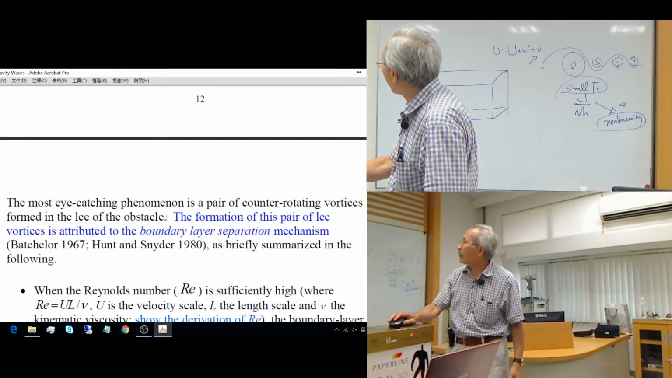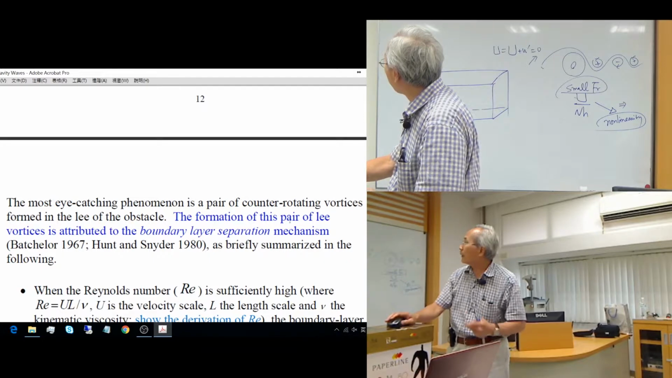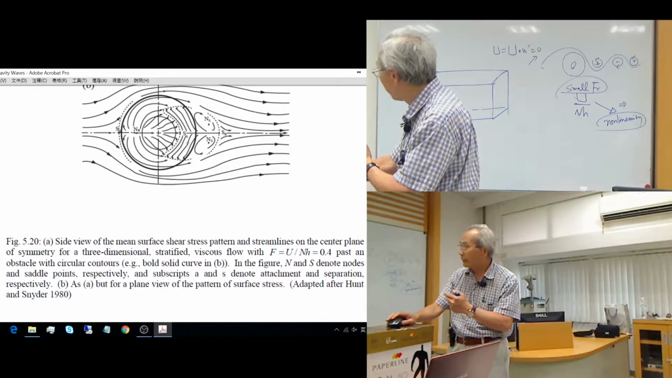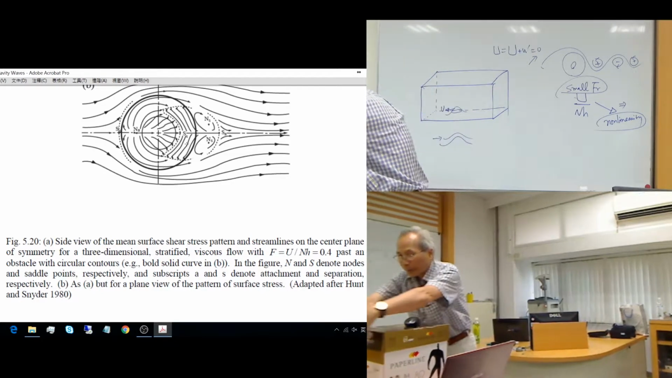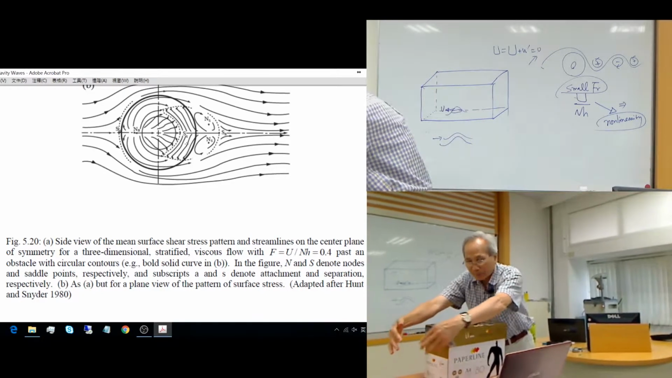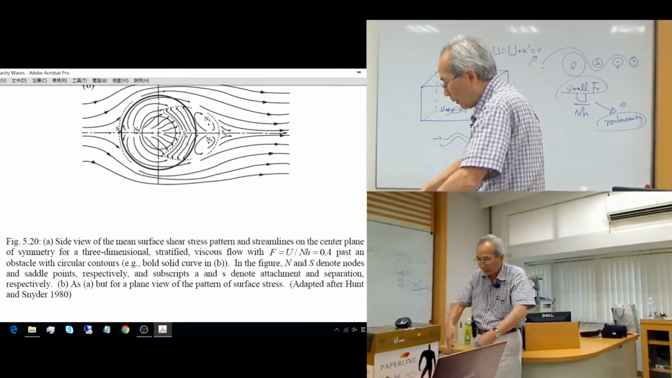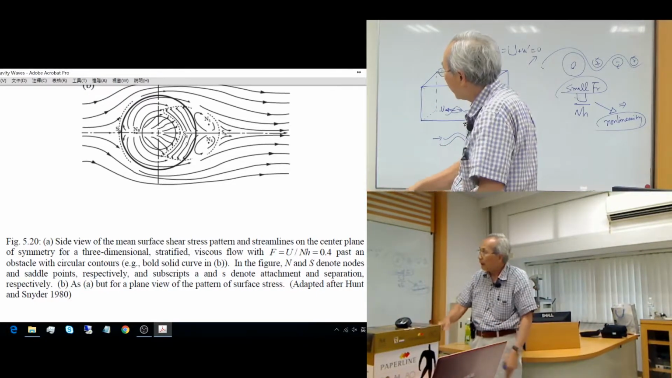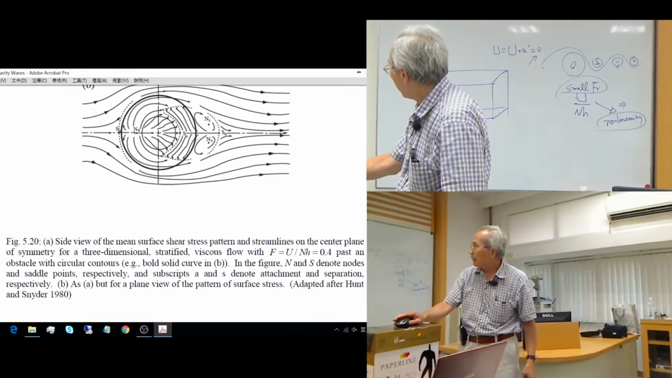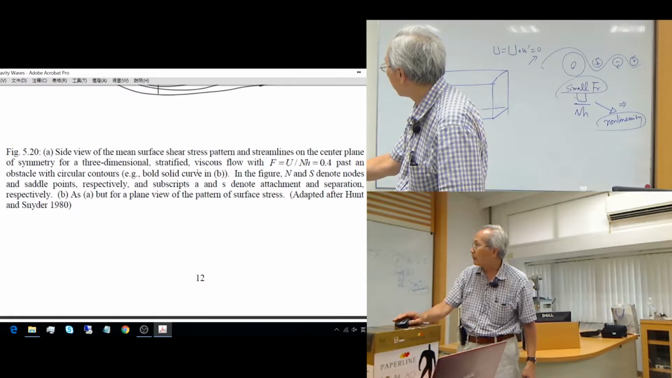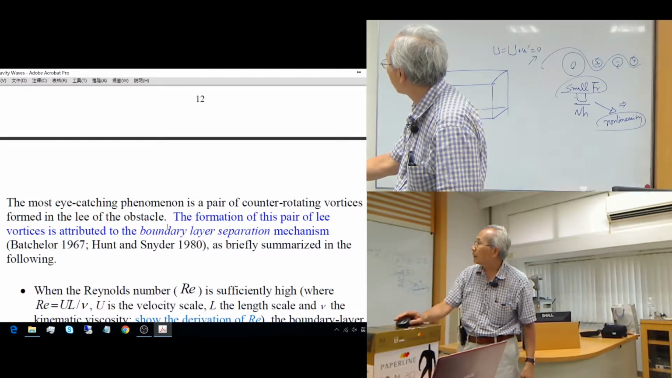Okay, so I have some explanation here. The formation of this pair of D vortices is due to flow splitting. Low flow, rumble flow come here and then recirculate, and then a pair of D vortices forms. One has positive vorticity here to the south, and to the north we have negative vorticity. So you have this pair of vortices, and they are called D vortices.